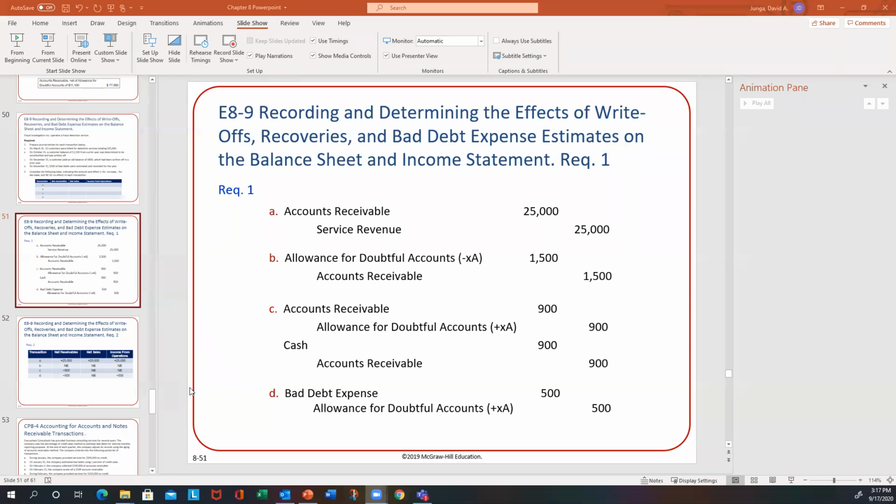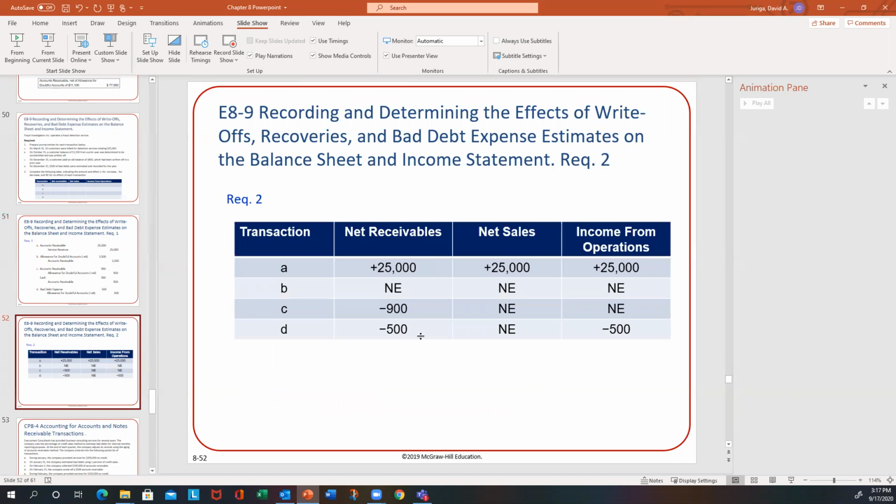And then, of course, the last one, it looks like it's just an expense and allowance. And again, you'll see that your receivables go down, and so will your income, because you're putting your expense on the income statement. Again, your net sales is not affected.